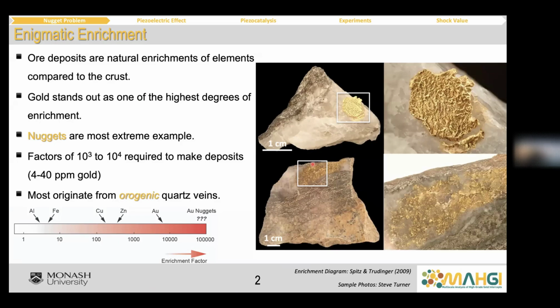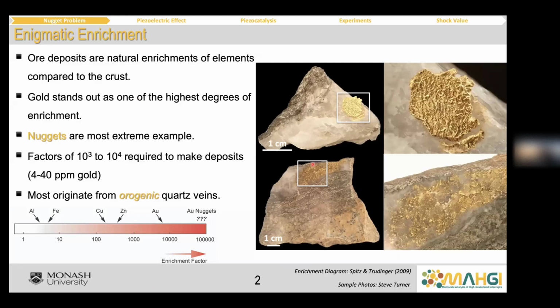So one thing gold does, which is a bit weird, is it stands out as being one of the highest degrees of enrichment. So there's that little size scale on the bottom. For example, to make a copper or other base metal deposit, you might need like 200 or 300 times what the crust has. Whereas gold requires 10 to the 3 or 10 to the 4 to make a gold deposit. And that's to make a typical mineable gold deposit.